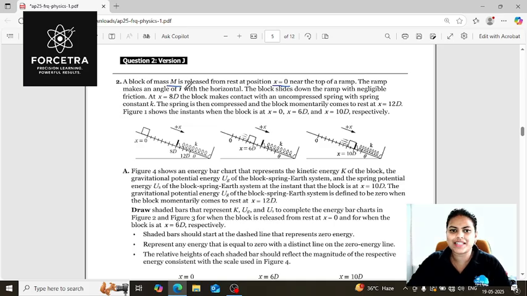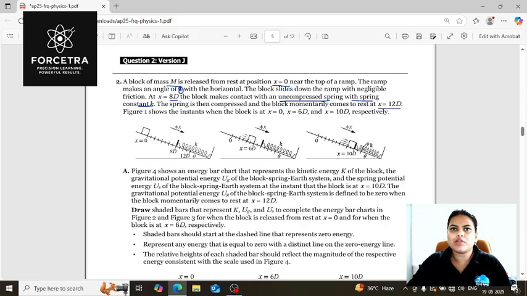The ramp makes an angle theta with the horizontal. The block slides down the ramp with negligible friction. At x equals 8d, the block makes contact with an uncompressed spring. So the spring is at 8d with spring constant k. The spring is then compressed and the block momentarily comes to rest at x equals 12d.